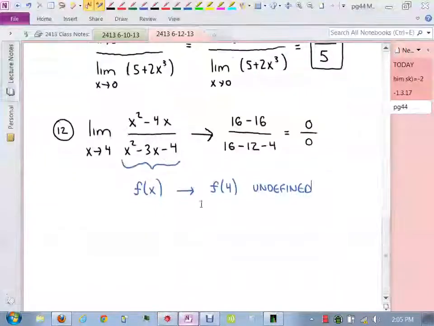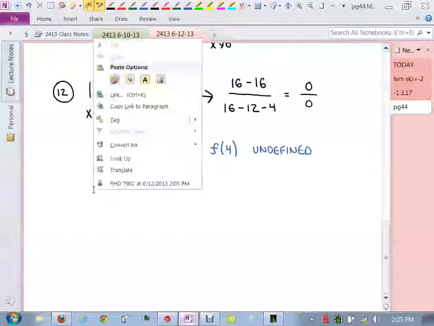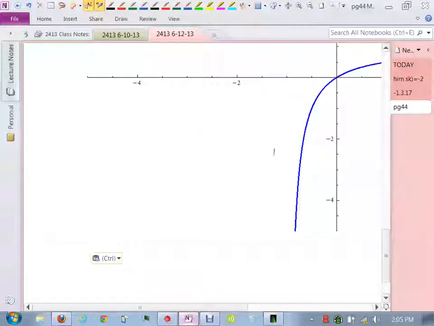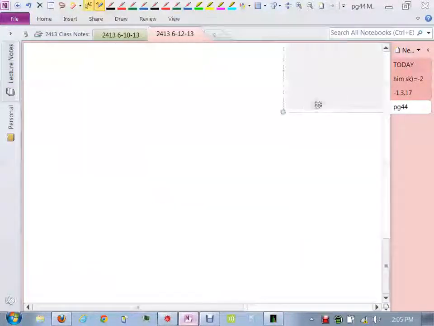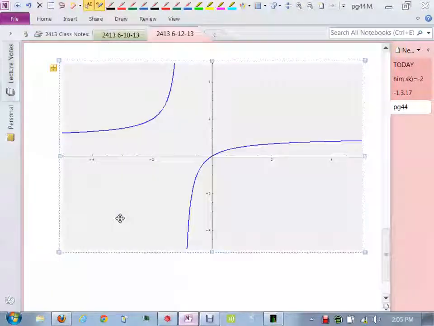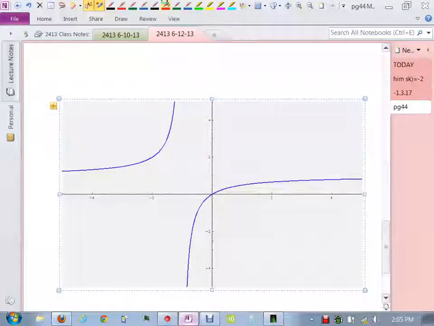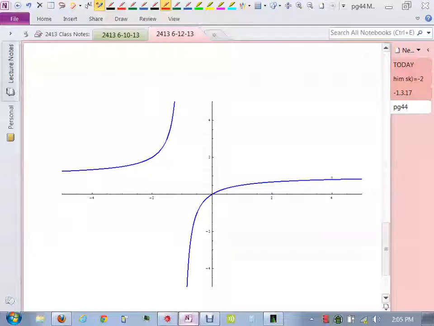But if I said, come in there, I'm going to copy this real quick. I'm going to paste it into this. Way too big. Okay. What's happening here is that at 4, what I've determined is that there is a hole, right? There's a hole there. But from the left side, am I headed somewhere? Does that come in from the left? Am I headed towards a y value? Yes, right? Something. It looks like it's getting close to 1.